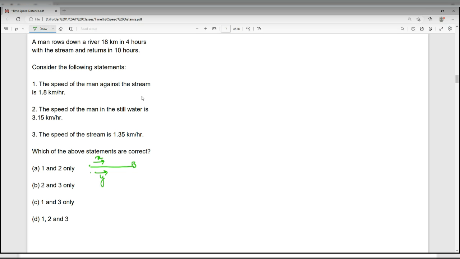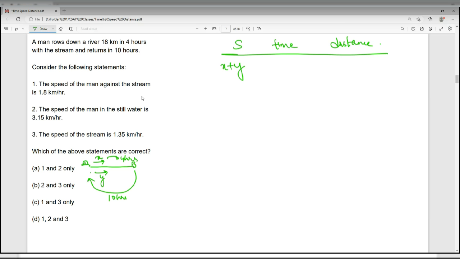So what they're saying is he went down and it took 4 hours to cover these 18 kilometers. Then he again came back in this direction, and while coming back, he took 10 hours. So we'll make a chart here: speed, time, and distance. In the first case, when he is moving down the river with the stream, the speed gets added. So it becomes x plus y. Time taken is 4 hours and the total distance of the river is 18.